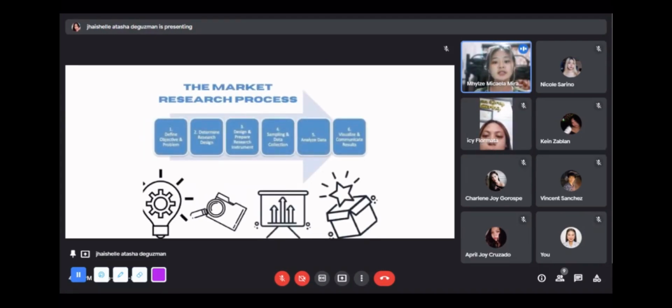The market research process. The market research process is a methodical approach to informing business decisions. We have six steps to success. First, define objective and problem. Second, determine research design. Third, design and prepare research instrument. Fourth, sampling and data collection. Fifth, analyze data. And sixth, visualize and communicate results.